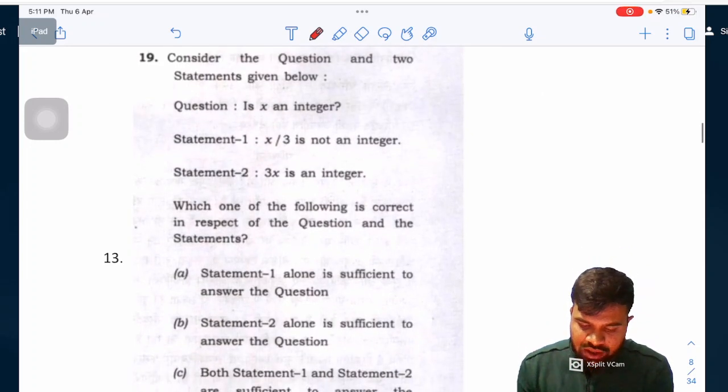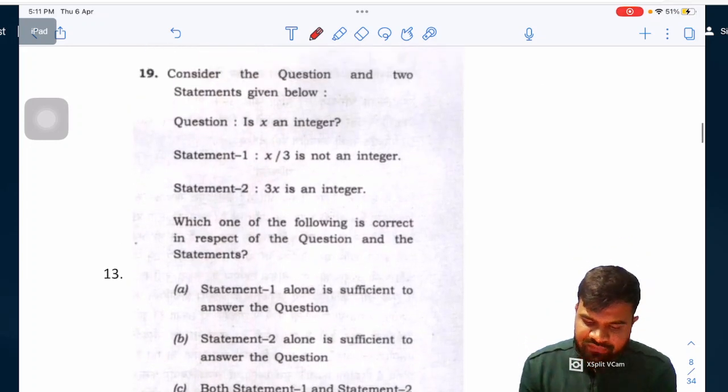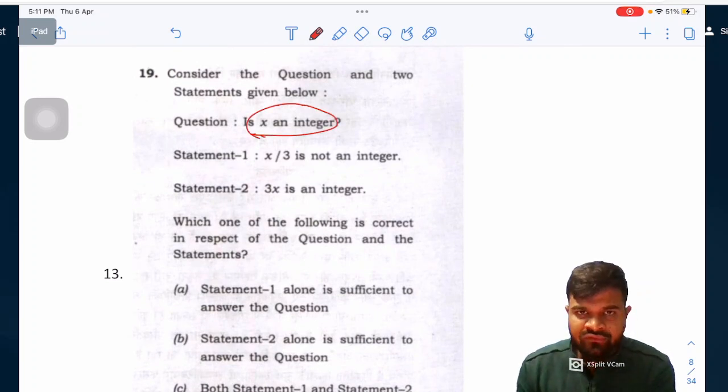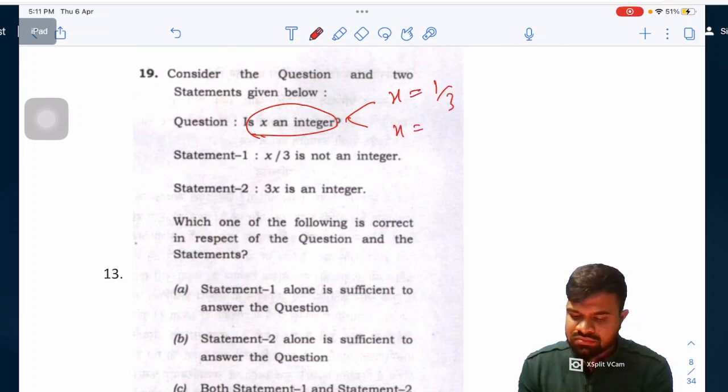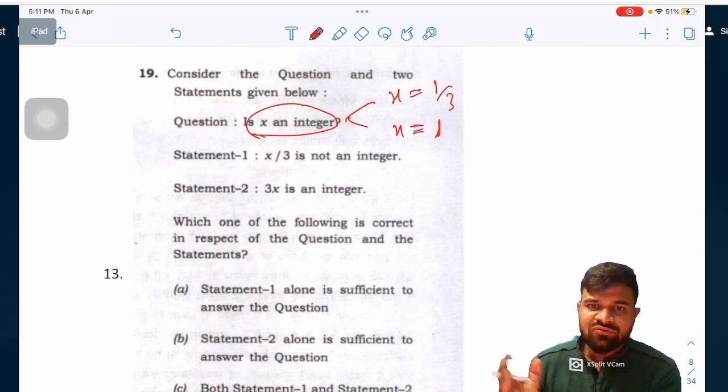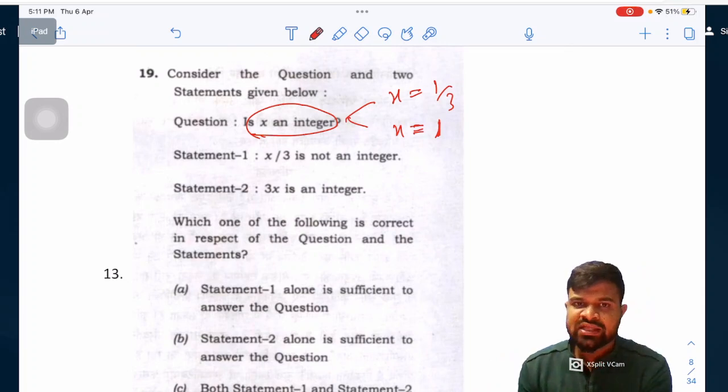Now for question 13, see, we have to find out if x is an integer. Now we will assume two values of x. Let x be 1 by 3, and let x be, let's say, 1. Now we will put both these numbers in the statements and try to find out if it holds for both. We will have to check if the statements are true for an integer as well as a non-integer, then the statements are not sufficient to tell that x is an integer.